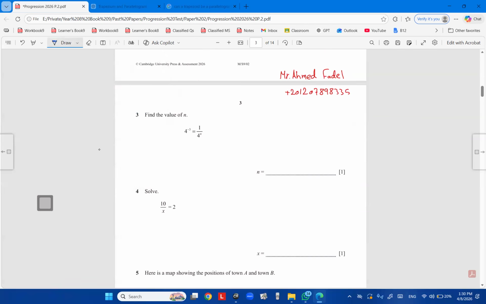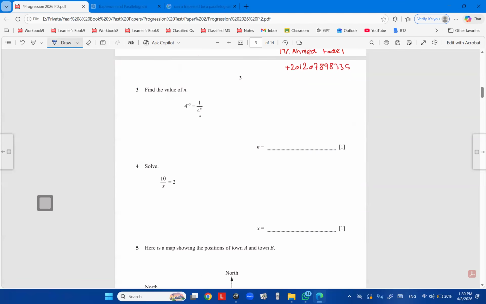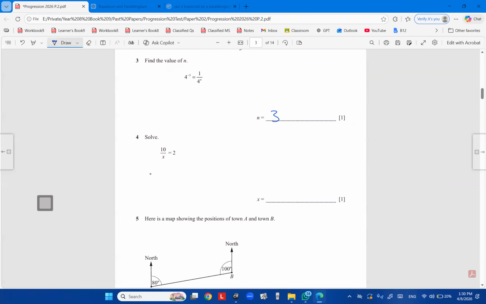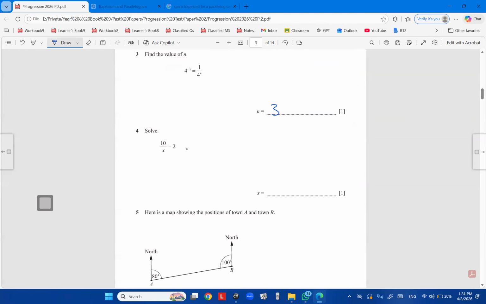Next question here says, 4 to the power of negative 3 is equal to 1 over 4 to the power of n. So n is what? n is 3. And here, 10 divided by what is 2?